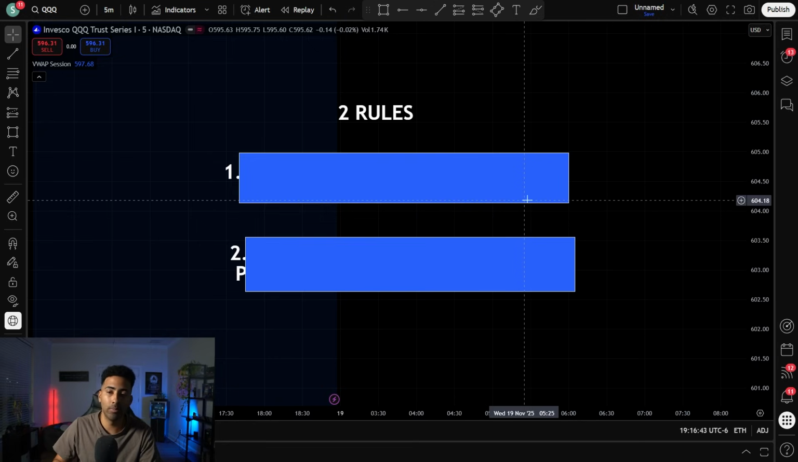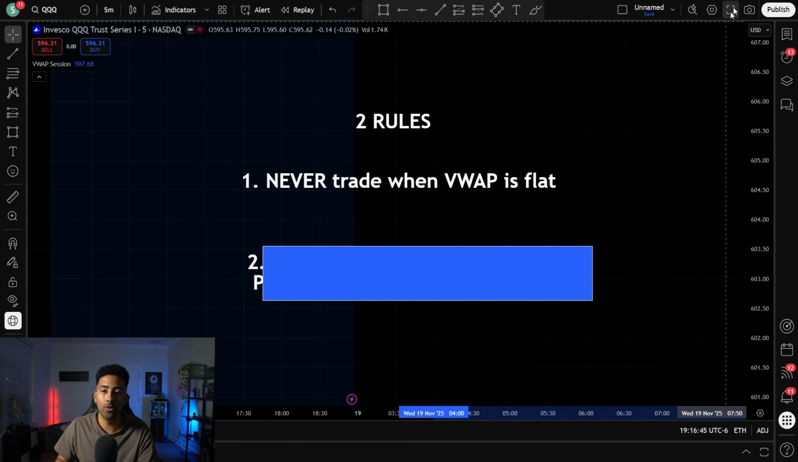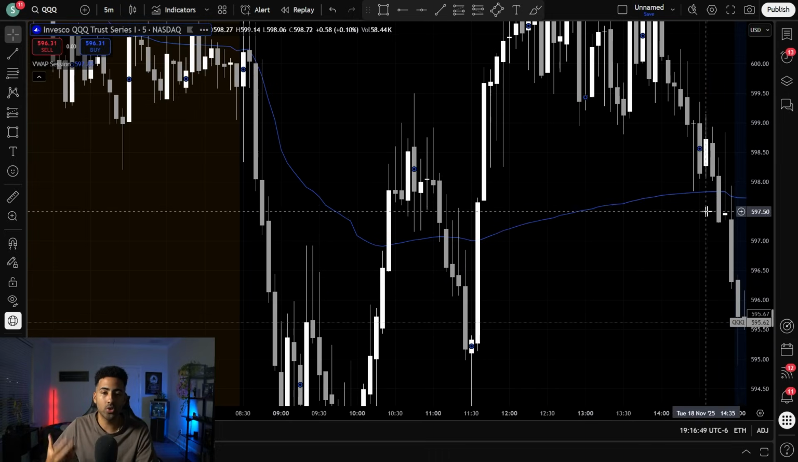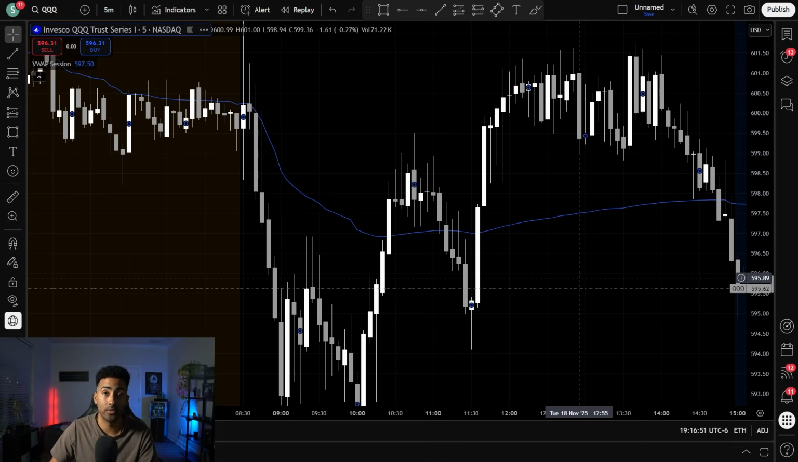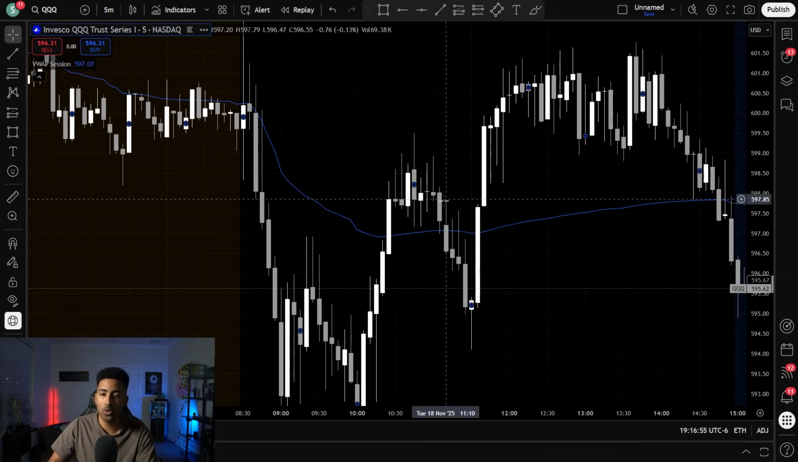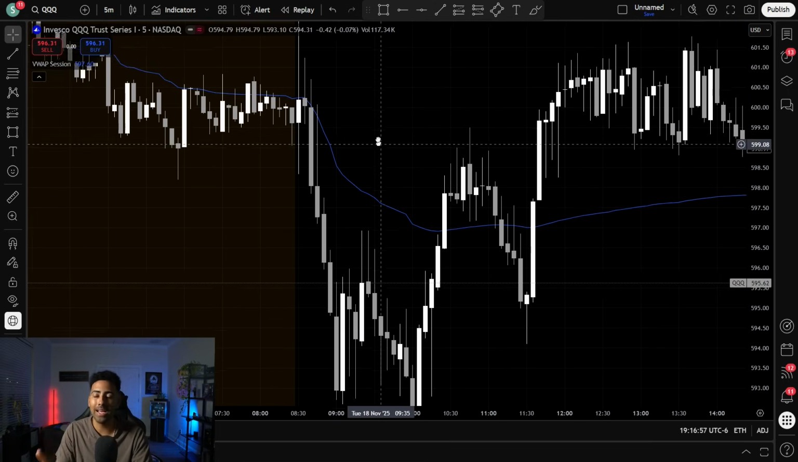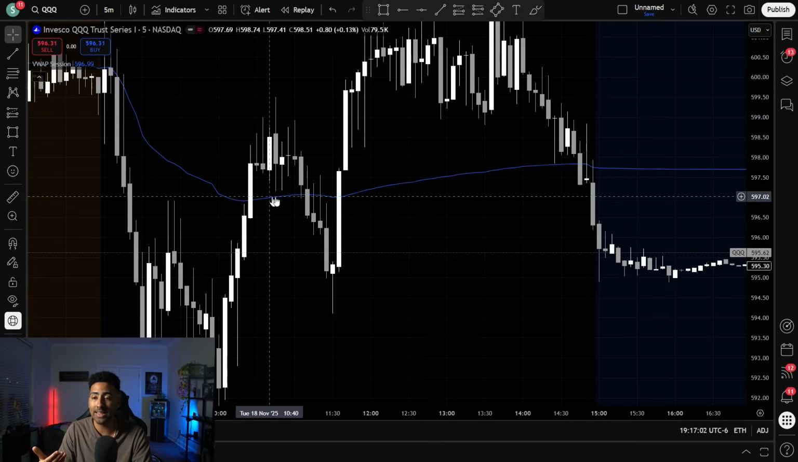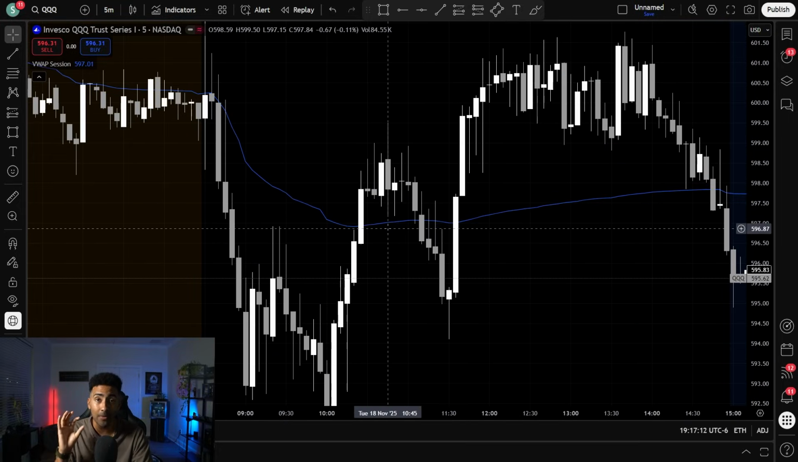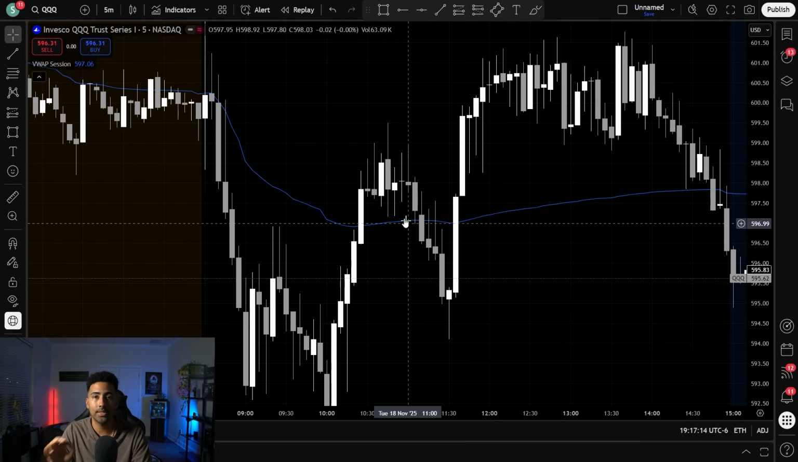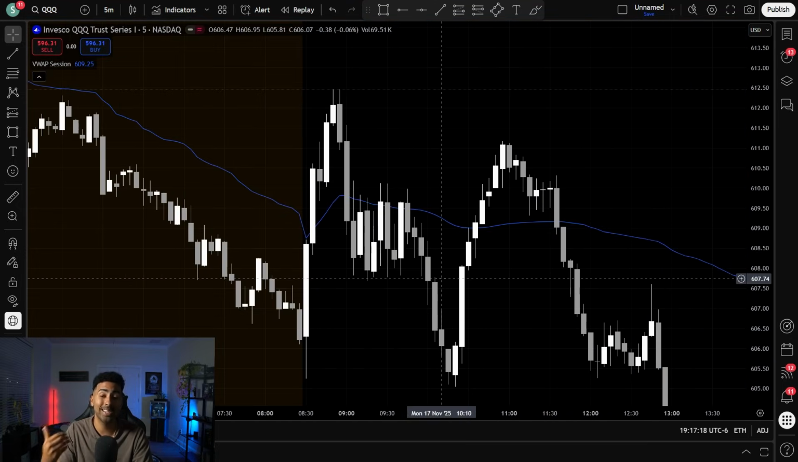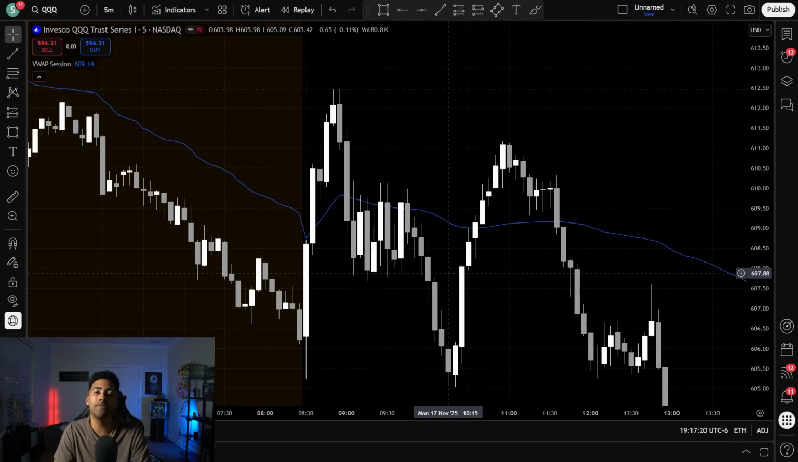So rule number 1 is never trade when VWAP is flat. The reason being, we want to make sure that we are always trading within a trend, right? We want to trade within a trend and we want to make sure that we're trading with volume. So as you can see here, to catch massive moves, we're going to make sure that we are never trading when VWAP is at this flat area here. If you see a flat VWAP line, do not take a trade in that area because all you're going to do is get caught up in chop and sideways price action. It's very, very difficult to navigate.